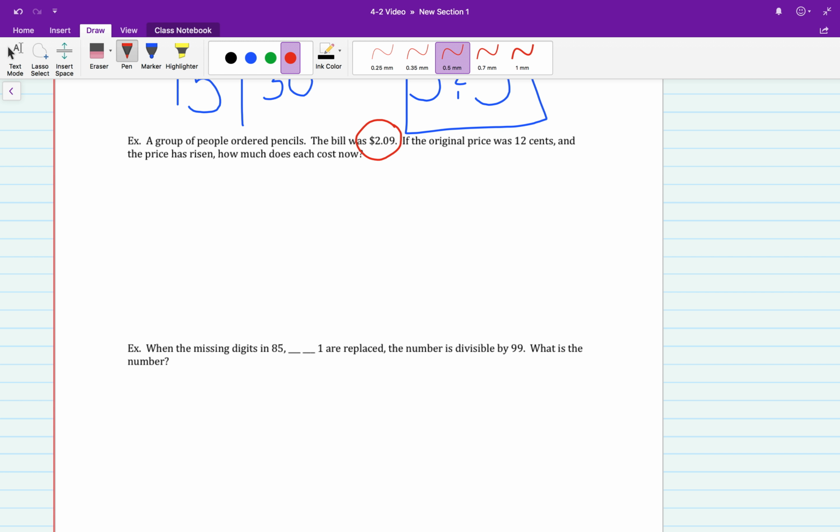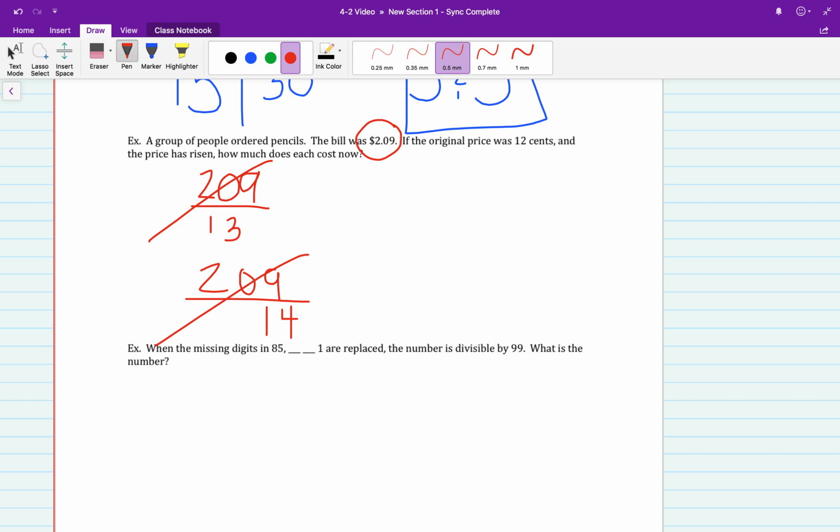So the new cost is a divisor of $2.09. So I'm just going to divide until I get something that looks nice and even. With the cents here, you do have to worry a little bit. So $2.09 is actually 209 cents. So I'm going to take 209 and divide it by things bigger than 12. I'm just going to start with 13. So 209 divided by 13 does not divide evenly. So that's not my answer. So I'm going to keep on going. I'm going to do 209 divided by 14. It doesn't divide evenly.